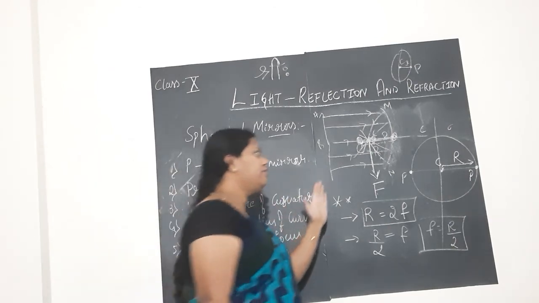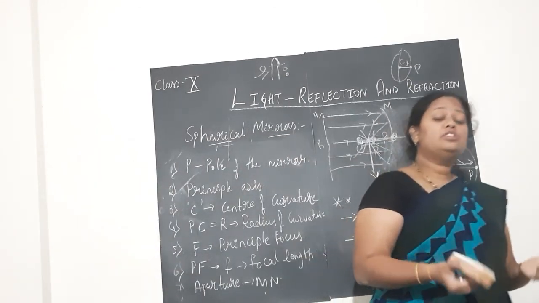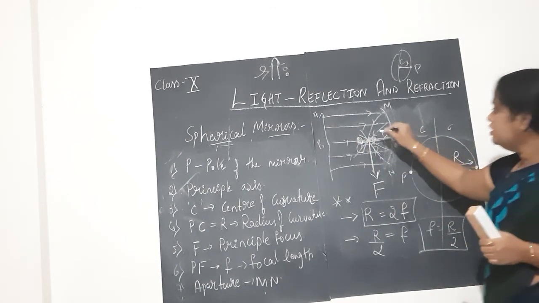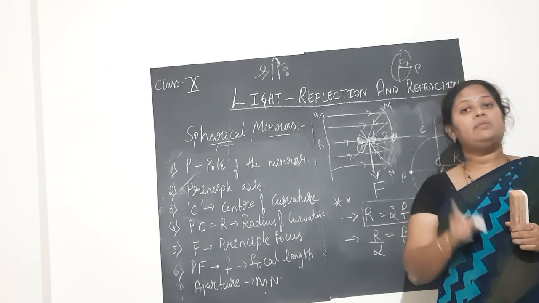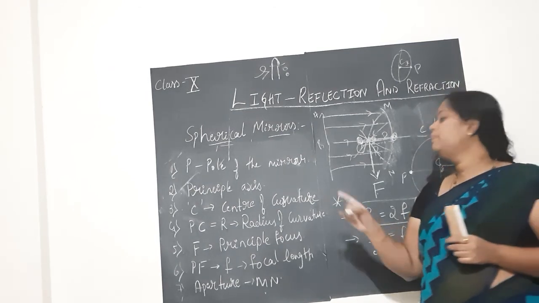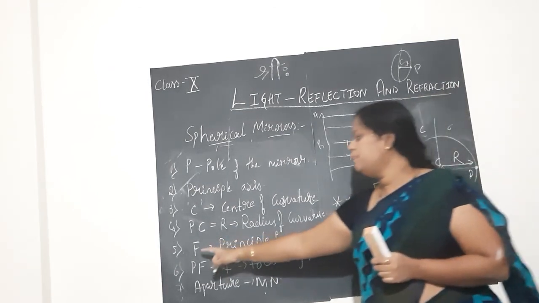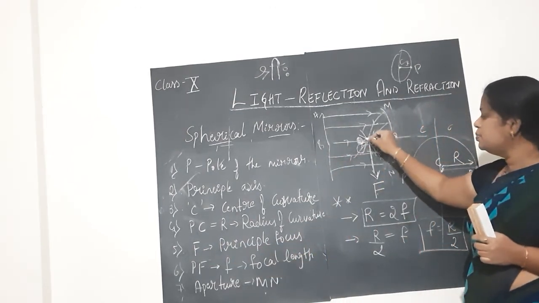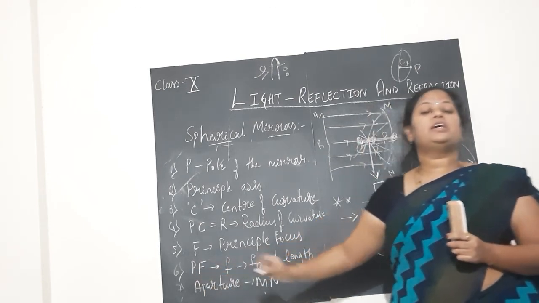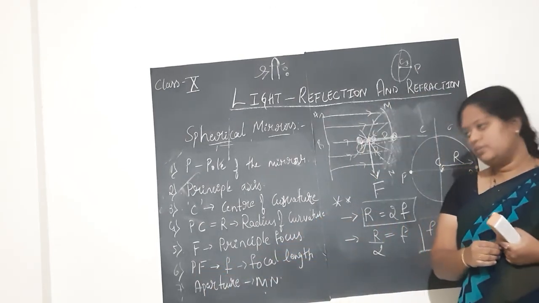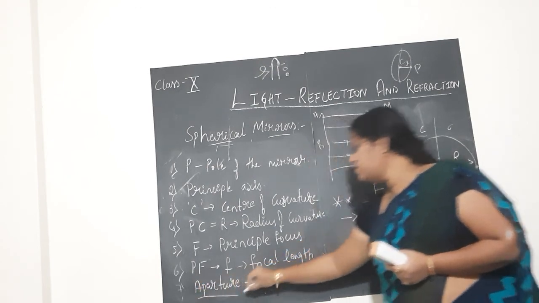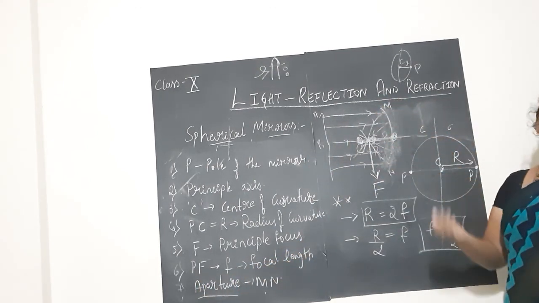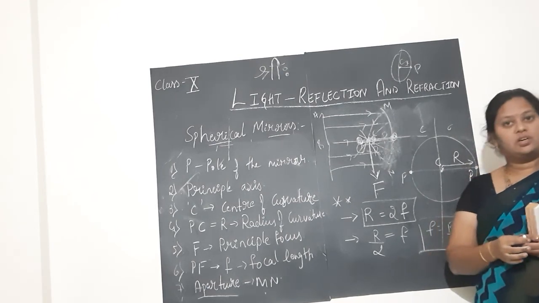And whenever the reflection process takes place, the point where the rays of light after reflection meet or coincide, and where the image is formed, is called the principal focus of the mirror, represented by capital letter F. The distance from pole to this principal focus F is represented by small letter f, called the focal length of the mirror. Next is aperture, that is the arc or surface area which is available for the process of reflection.